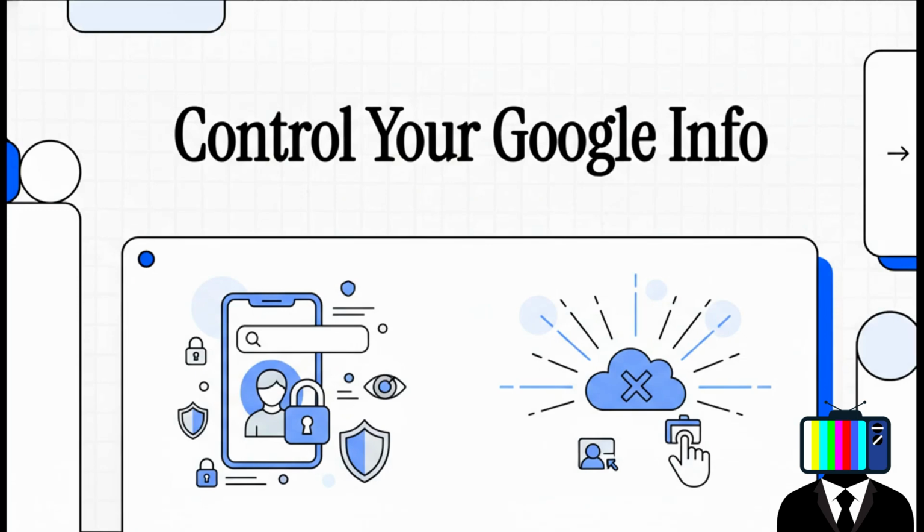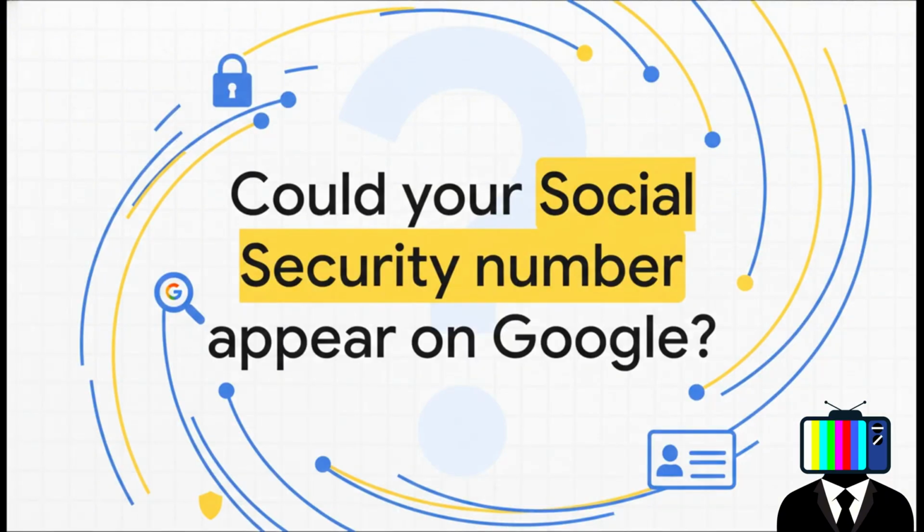All right, let's talk about taking back control, specifically how you can remove your personal information from Google search. Today, we're breaking down a really powerful tool from Google that helps you do exactly that. Okay, let's just start with a question that, well, it might make you a little uncomfortable. Could your social security number or even your driver's license just pop up in a Google search? It sounds pretty scary, but it's a real risk, and it's exactly what we're going to tackle.